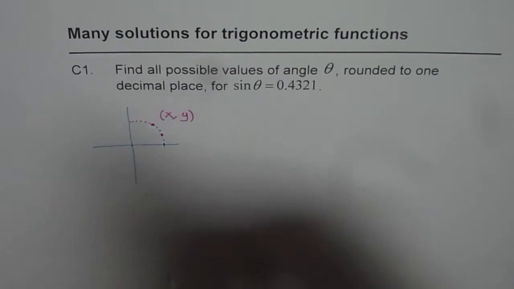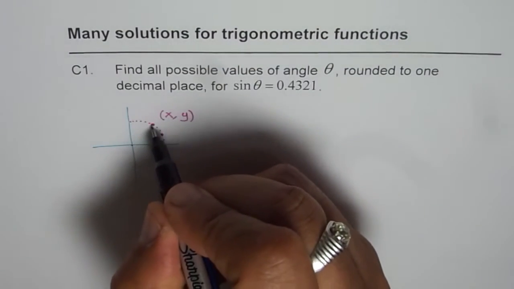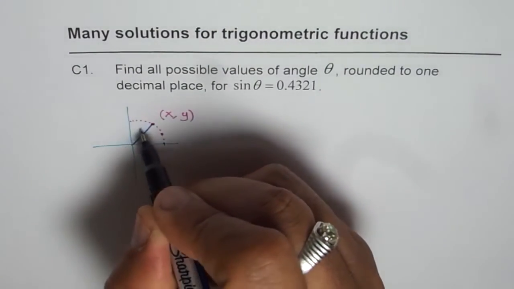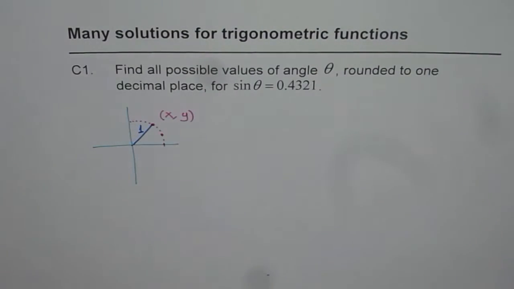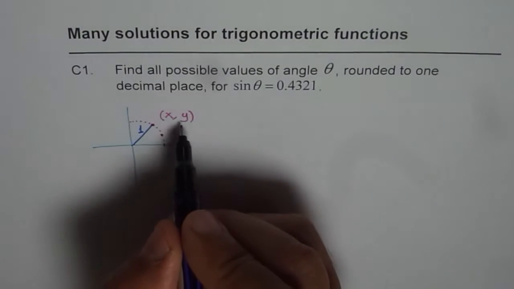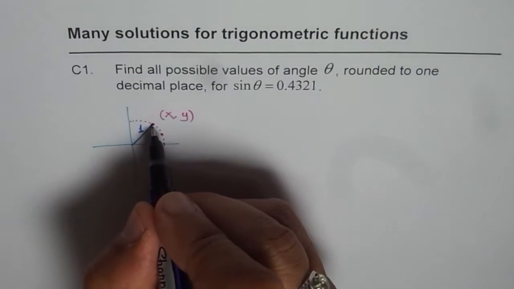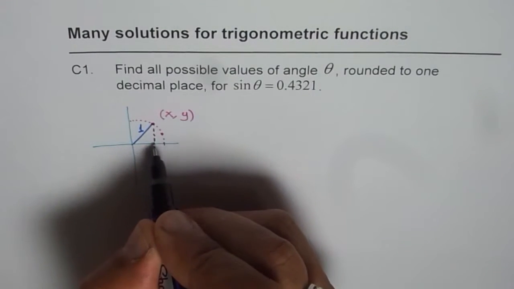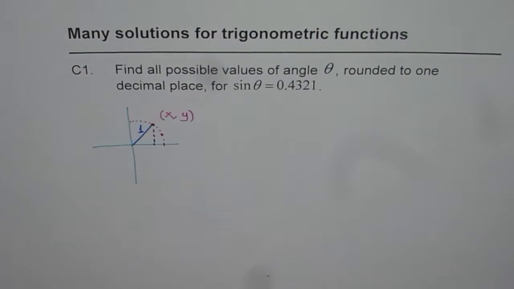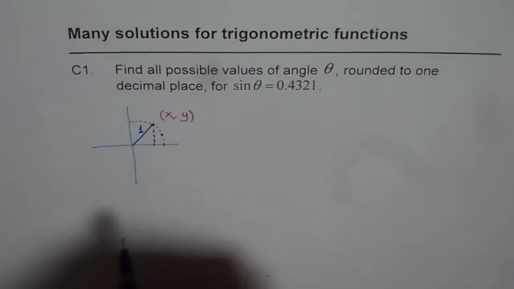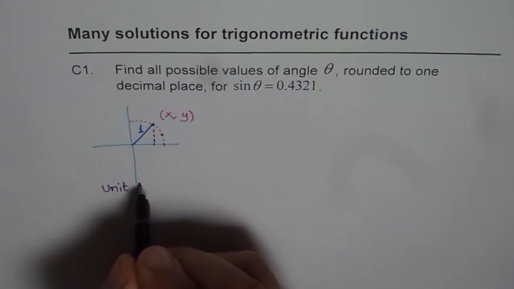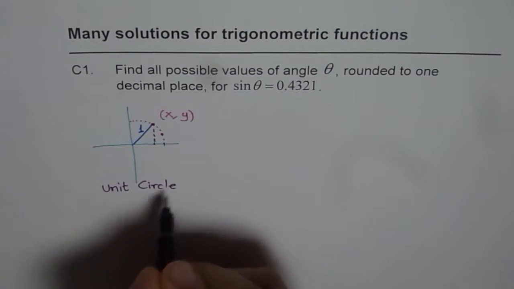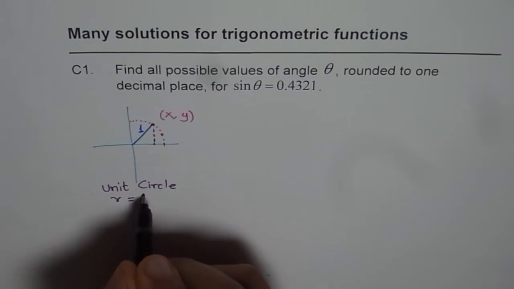Now if we say that the radius is 1, that is what we mean by the unit circle. In that case, the y coordinate value, which is the vertical distance, represents sine theta, right? So in general, consider a unit circle, that means radius equals 1.